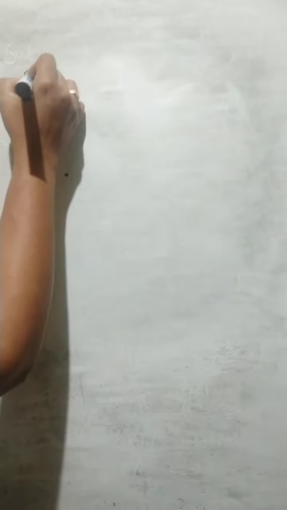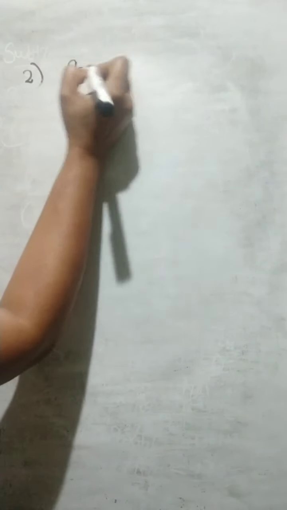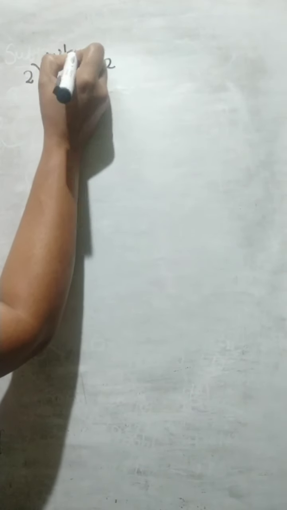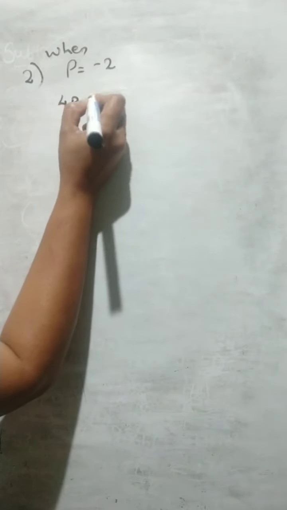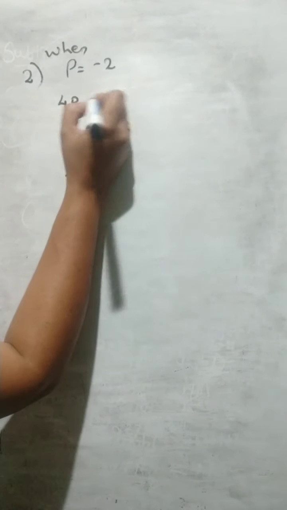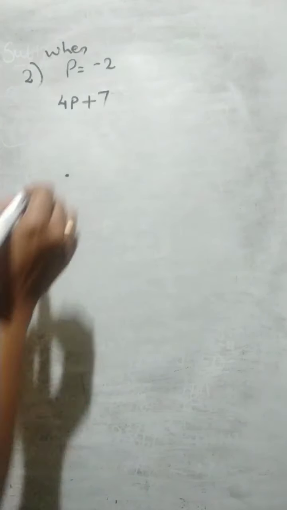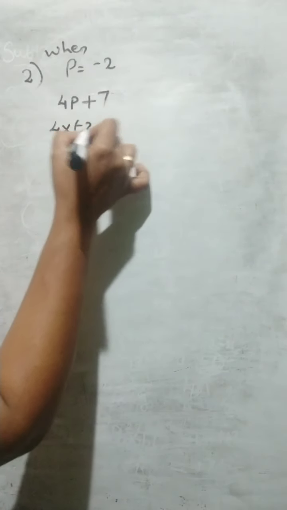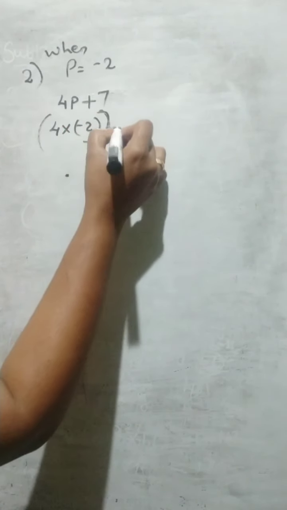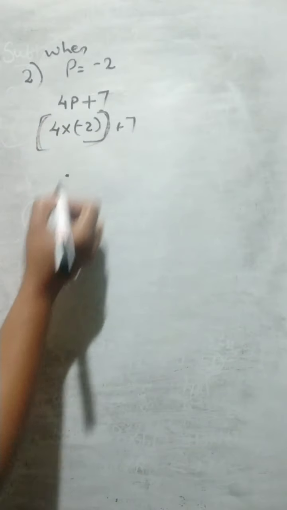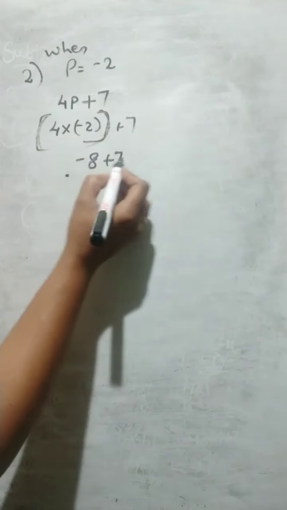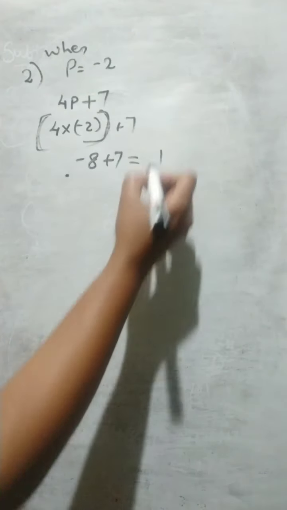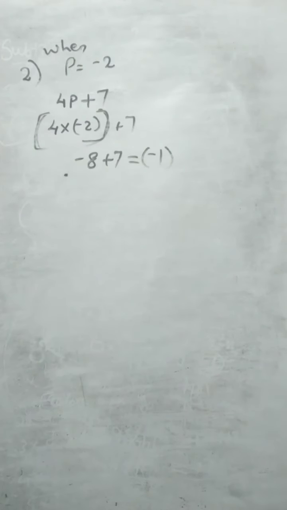Now we can do two sums, where p is equal to minus 2. When p is equal to minus 2, the first question is 4p plus 7. Not minus, plus 7. Okay. So 4 times negative 2 plus 7. That is 4 times negative 2, which is equal to negative 8, plus 7. So 8 minus 7 is equal to 1. Then minus 1 will be the answer.